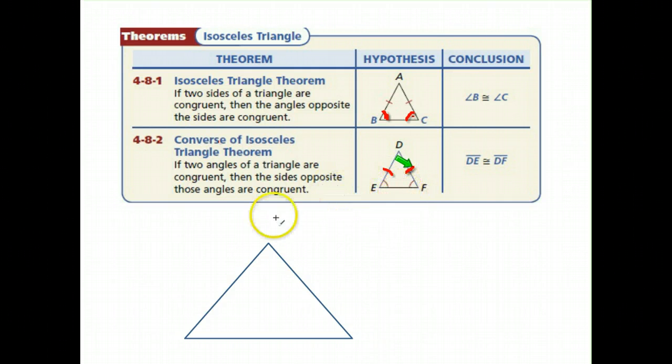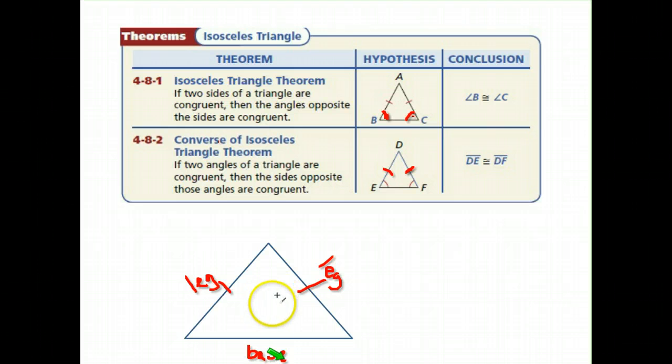Okay, let's talk about the names of the parts of an isosceles triangle, because in some of your questions they will use them. In an isosceles triangle, the congruent sides are called legs. So you have a leg here and a leg here. The non-congruent side is called the base. The two congruent angles, those at the ends of the base, are called base angles. So this is one of our base angles, and this is our other base angle.